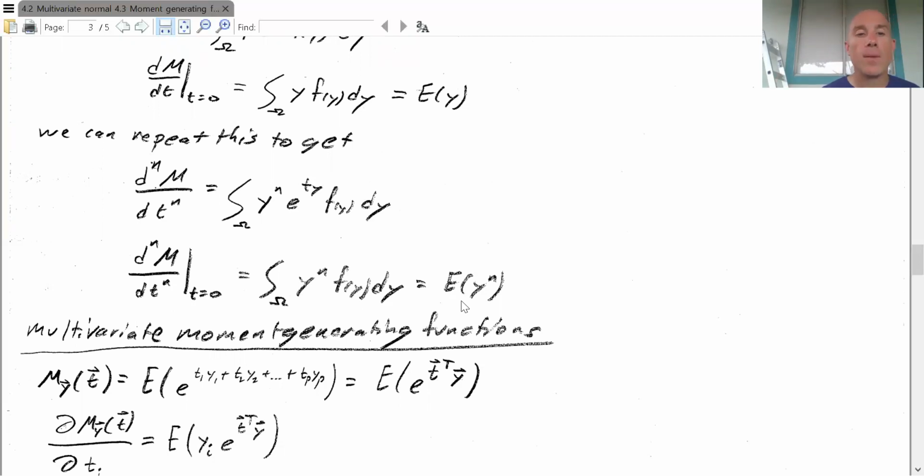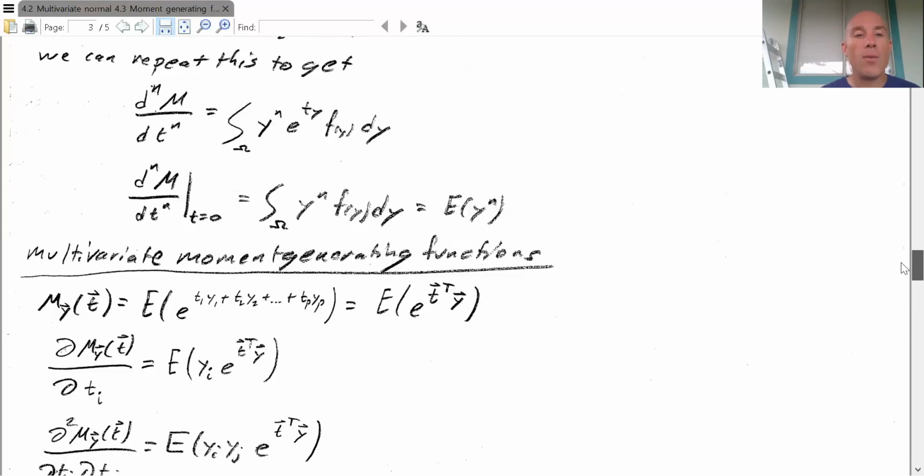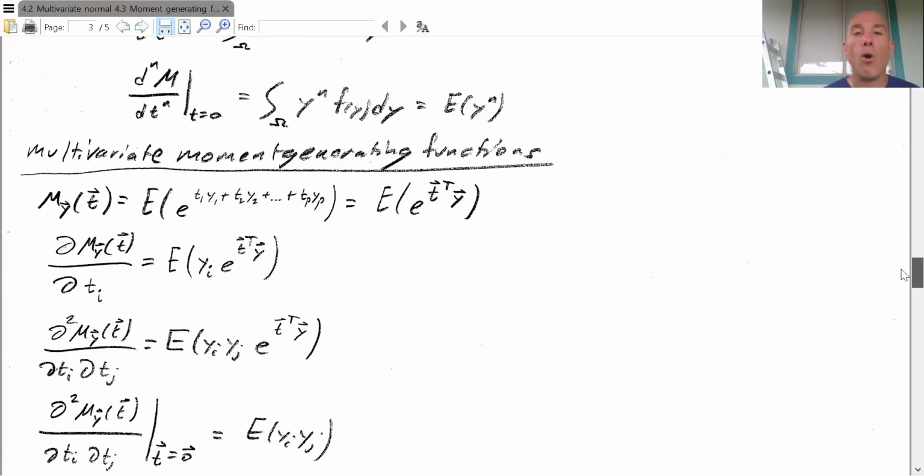And so here, if I take the derivative and plug in 0, this gives me a way to get the expected value of the variable to a power. And that's why it's called a moment generating function. All right, so now let's think about multivariate normal moment generating functions.